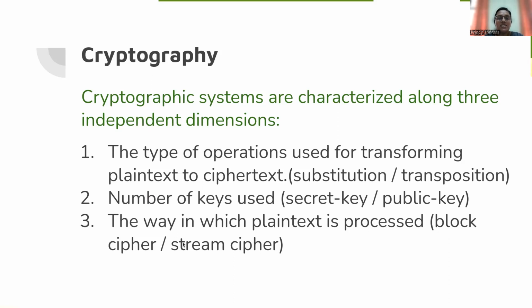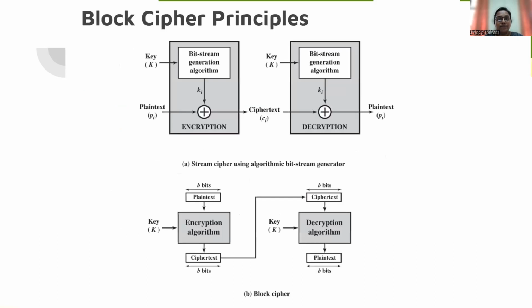പിന്നെ the next thing is the way in which the plain text is processed. ഒന്നെങ്കിൽ സിംഗിൾ ബിറ്റ്സ് ഓർ ബൈറ്റ്സ് ആയിട്ട് നമുക്ക് എടുത്ത് പ്രോസസ് ചെയ്യാം, അല്ലെങ്കിൽ ബ്ലോക്സ് ഓഫ് ബൈറ്റ്സ് ആയിട്ട് എടുത്ത് പ്രോസസ് ചെയ്യാം. സോ ഇറ്റ് ഇസ് ഐദർ ബ്ലോക്ക് സിഫർ ഓർ സ്ട്രീം സിഫർ. ഈ മൂന്ന് ക്യാരക്ടറിസ്റ്റിക്സ് വെച്ചിട്ടാണ് ഒരു ക്രിപ്റ്റോ സിസ്റ്റത്തിനെ നമ്മൾ കാറ്റഗറൈസ് ചെയ്യുന്നത്. Okay, now this we have already seen what is a stream cipher and a block cipher.